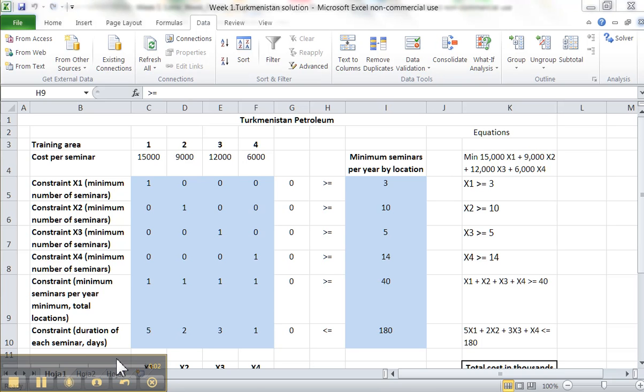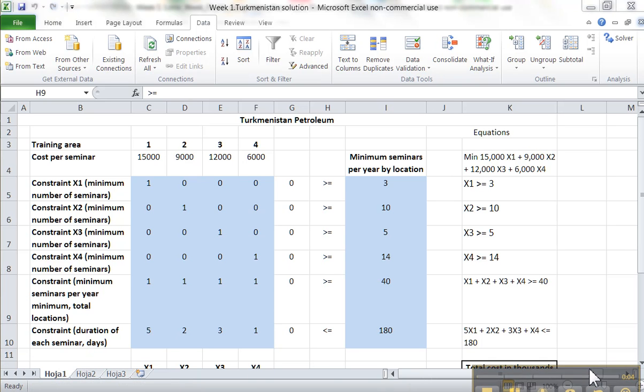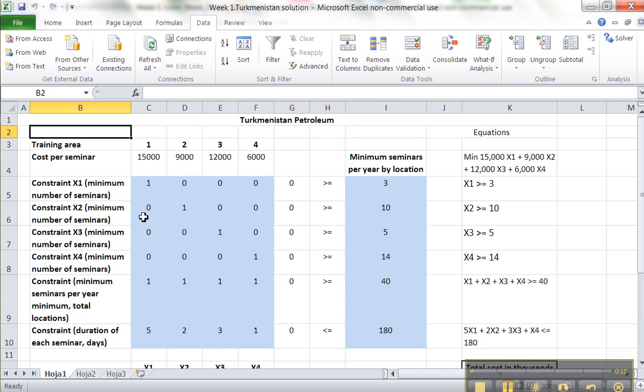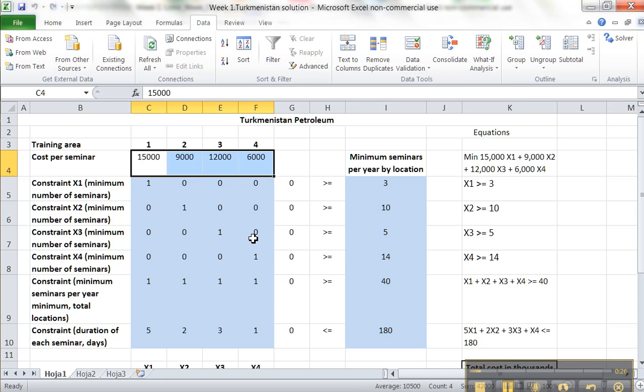Okay, just to finish our exercise, let's solve the case of the week. As you know, the case of the week is a company, Turkmenistan Petroleum, that wants to analyze how many seminars they have to run in three different locations. So in each location you have different seminars that have a different cost. So this is the cost per seminar in each location.